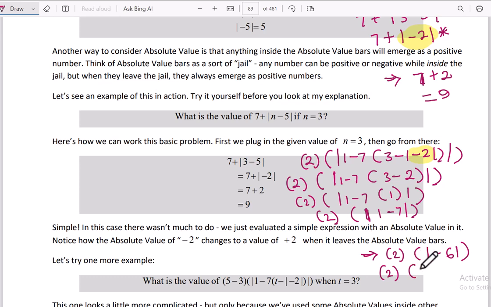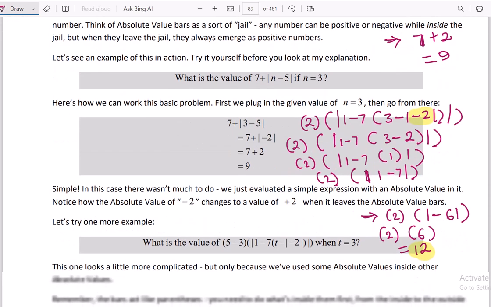So we have 6. At this point, remember parentheses or brackets simply means we have to multiply. So 2 times 6 is what? You're having 12, and that is our final answer. So let's look at the explanation they gave here and see if we are consistent with that, and if we are correct, we can think we are good to go.